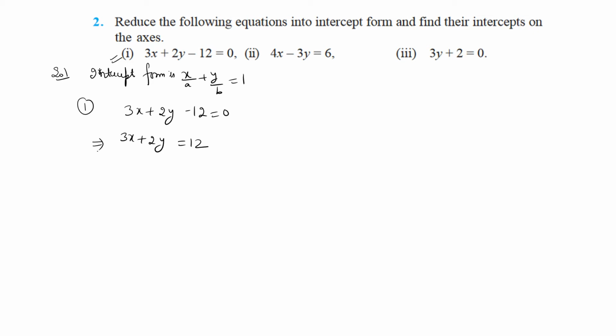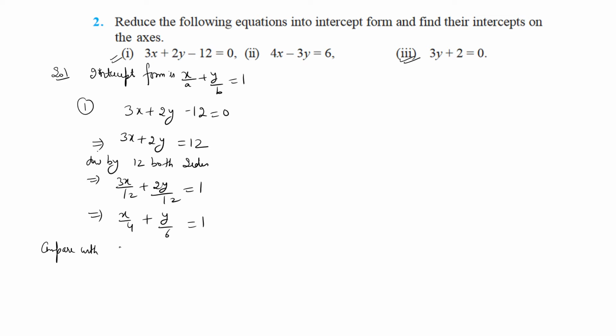Now make sure that it is positive always. Here it is 12, but if it is not positive, then you have to make it positive. Okay, we will check it in question number 3. Now divide by this constant. We have to make this right hand side constant term as 1. So divide by 12 both sides. So what will I get? I will get 3x upon 12 plus 2y upon 12 is equal to 1. This implies x upon 4 plus y upon 6 is equal to 1.